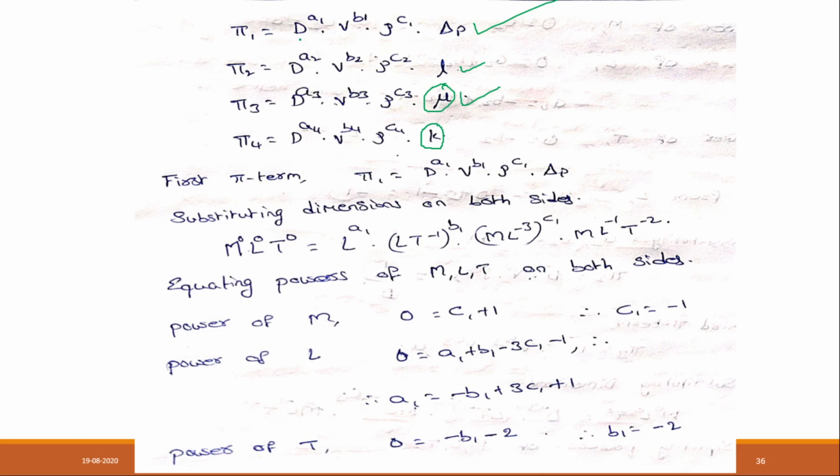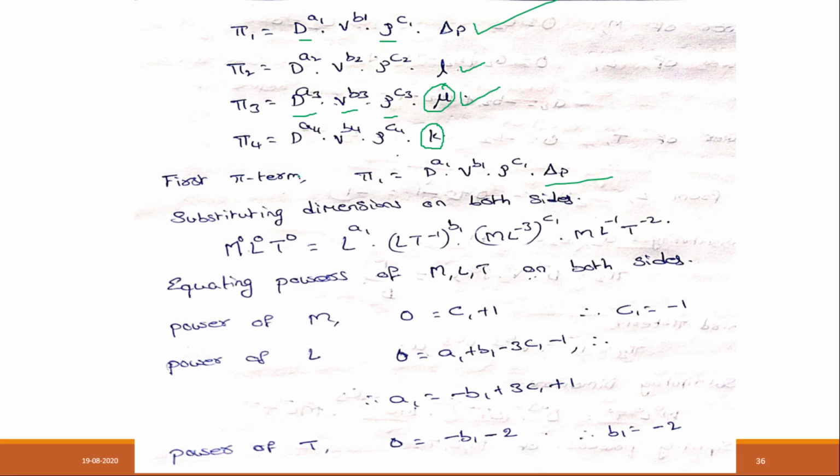The remaining ones are diameter, velocity, and rho, where rho is density. These three we are preferring as repeating variables. That is pi 3 is equal to D power a3 into V power b3 into rho power c3, and similarly pi 4. Now the first pi term, that is pi 1, is equal to D to the power of a1 into V to the power of b1 into rho to the power of c1 into delta P.